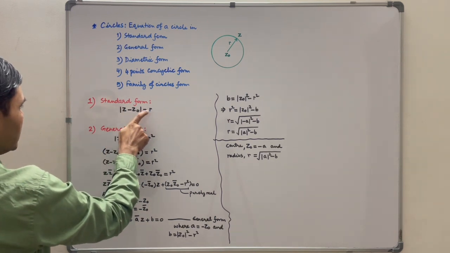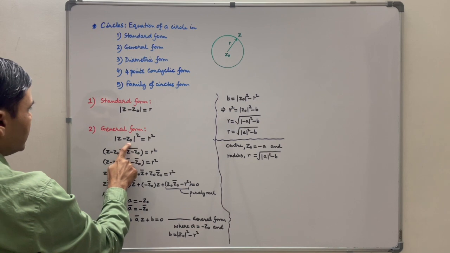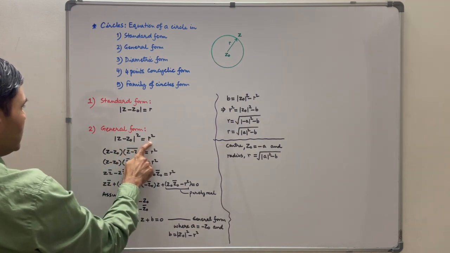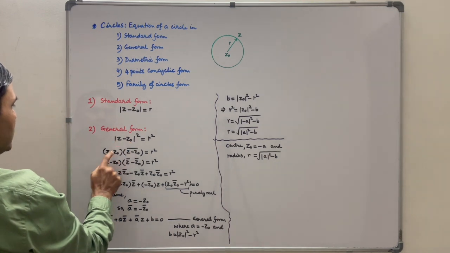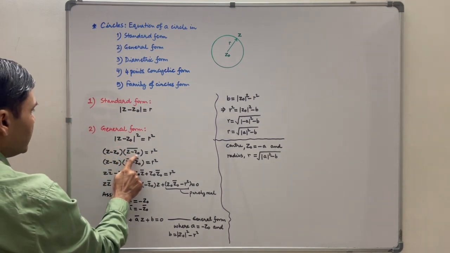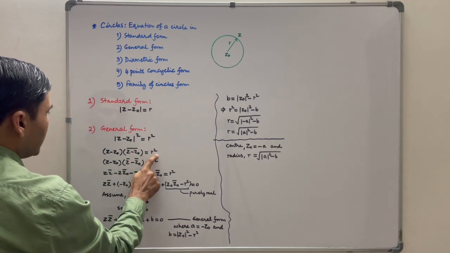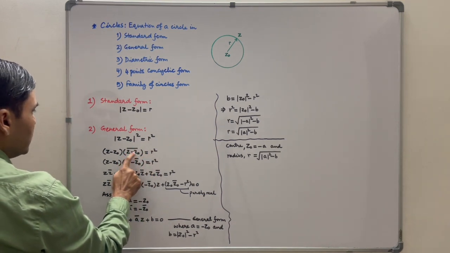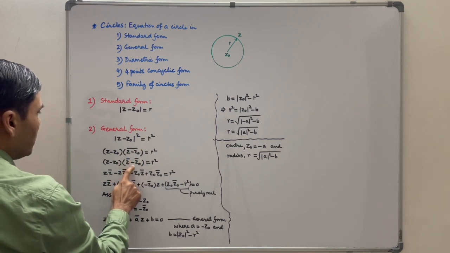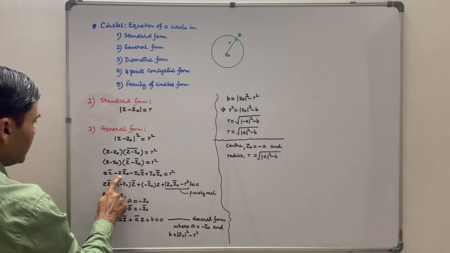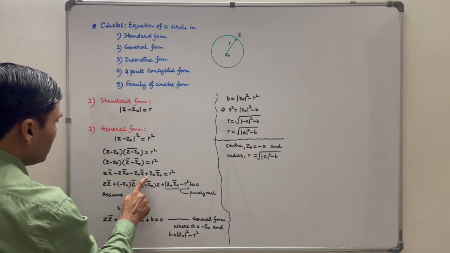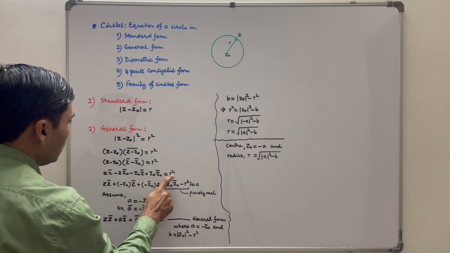Square both sides of it. So we get mod Z minus Z0 square is equal to R square. This is in the form mod Z square, which can be written as Z Z bar using mod property. So it will be (Z minus Z0) into (Z minus Z0) whole bar equal to R square. (Z minus Z0) whole bar can be written as Z bar minus Z0 bar using conjugate property. Now we can multiply these two and get Z Z bar minus Z Z0 bar minus Z0 Z bar plus Z0 Z0 bar is equal to R square.